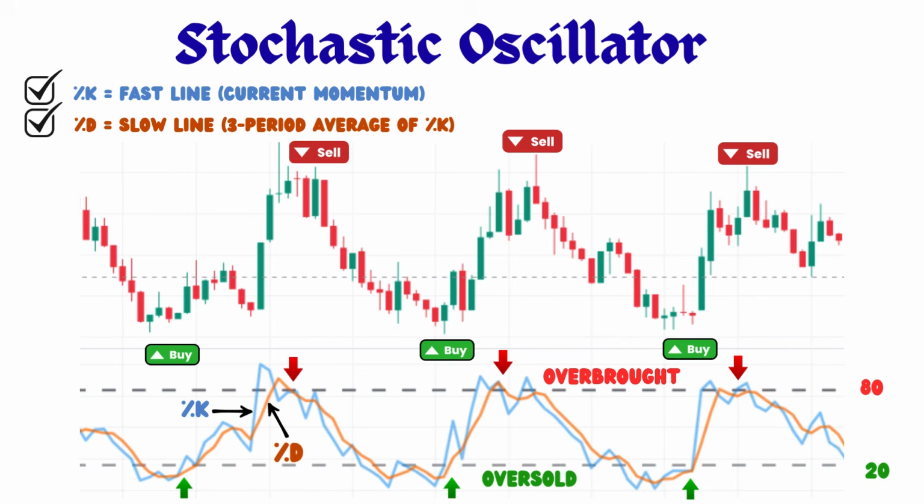When the K line crosses below the D line from overbought, it signals selling momentum. These crossovers help traders time entries and exits, especially near support or resistance.